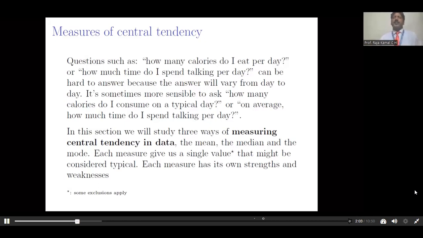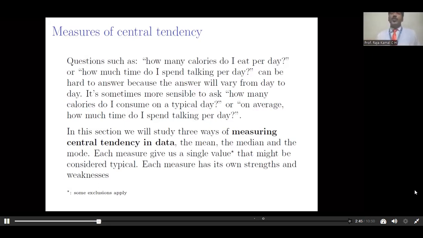Suppose you ask yourself, how many calories do I eat per day? In the morning, you have taken 400 calories. Afternoon, you have taken 1000 calories. Night, you have taken 100 or 200 calories. If I ask how many calories you eat per day, can you say 1000? Can you say 100? No. It is an average of all three values. That average you find using measures of central tendency.